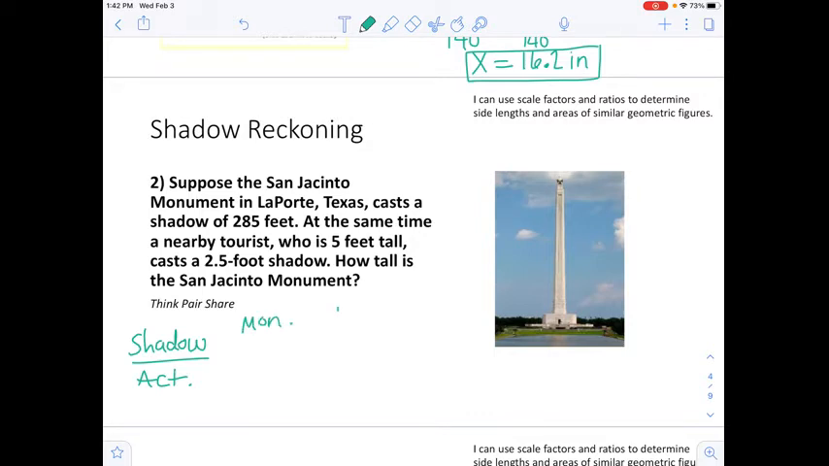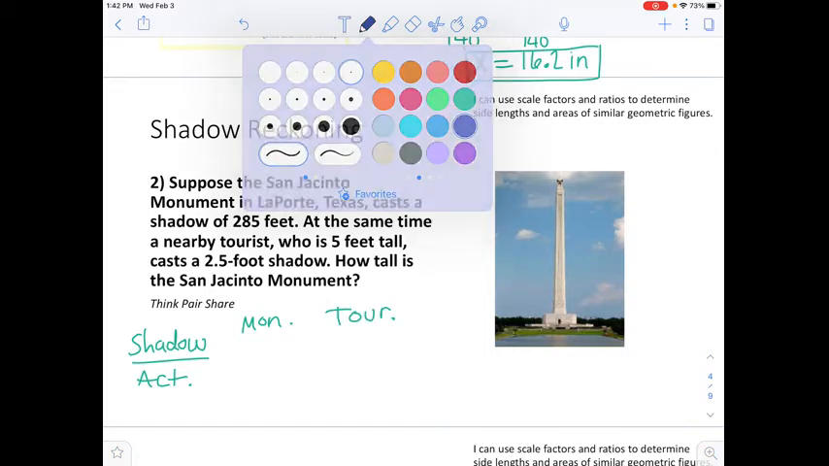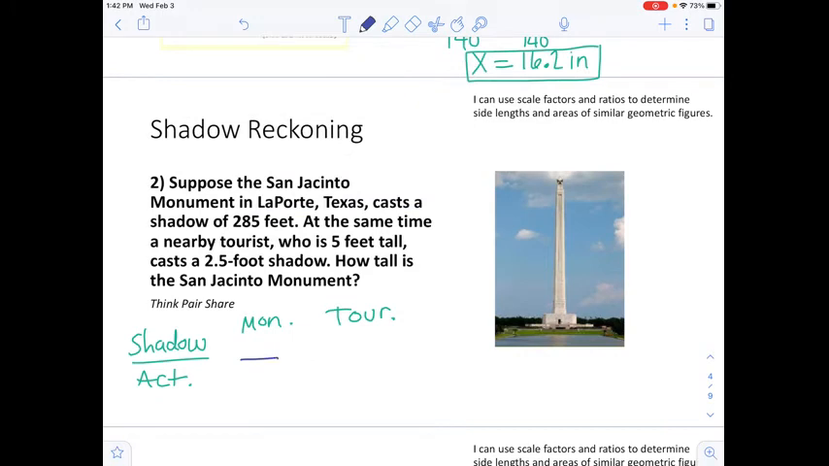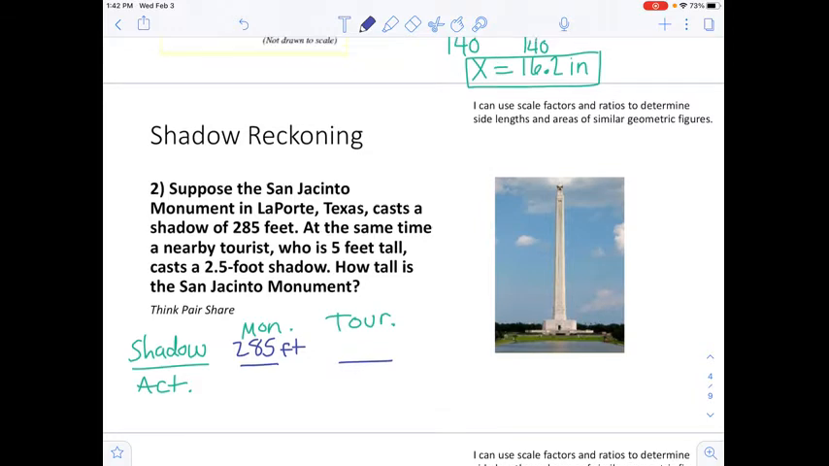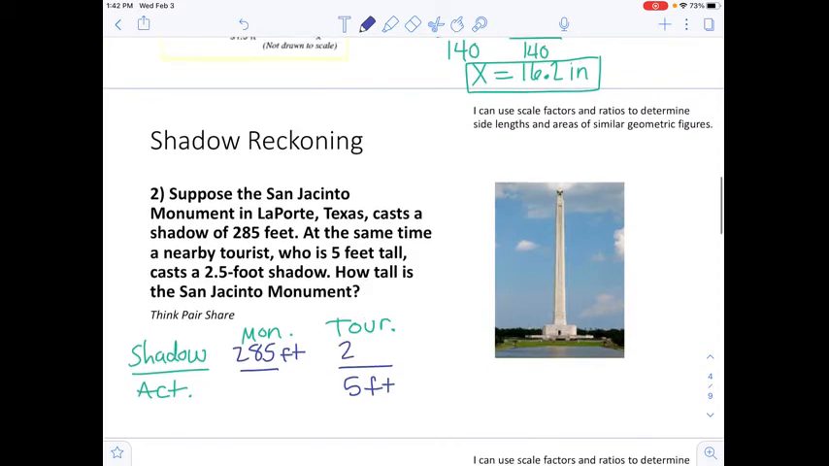And we have the monument and the tourist. So to set up my ratios here, let's see. It says the monument casts a shadow of 285 feet. So the monument's shadow, 285 feet. At the same time, the tourist, who is 5 feet tall, so that's the actual height, so 5 feet on the bottom for the tourist, because that's the actual, cast a 2.5 foot shadow.